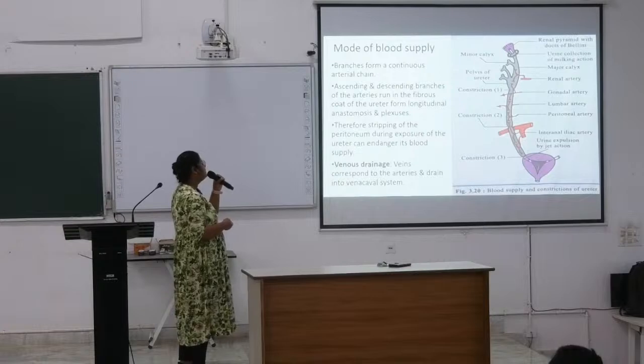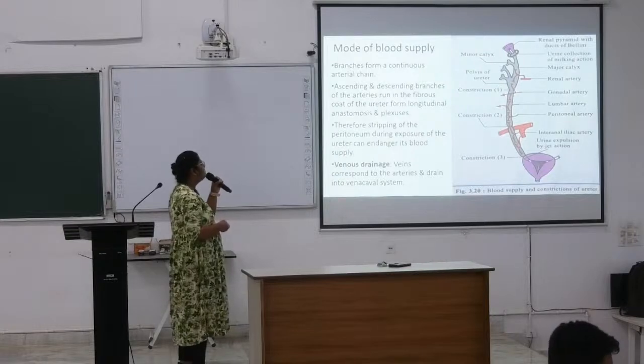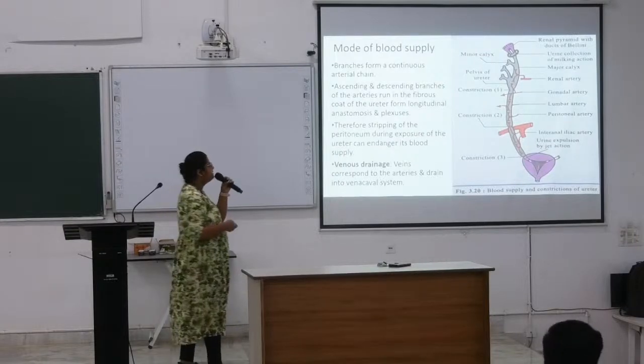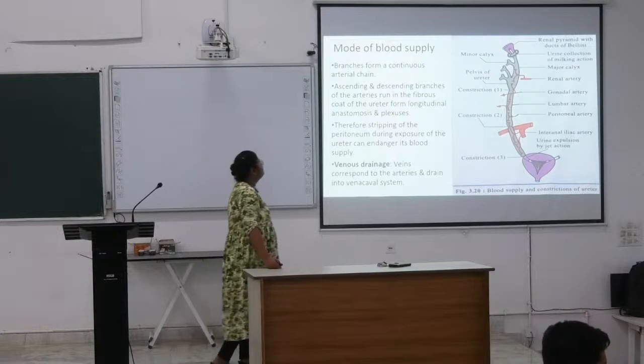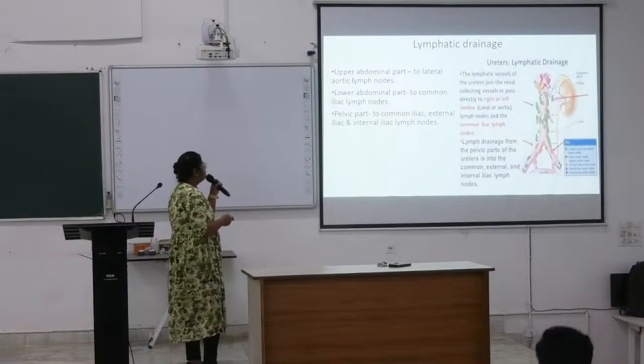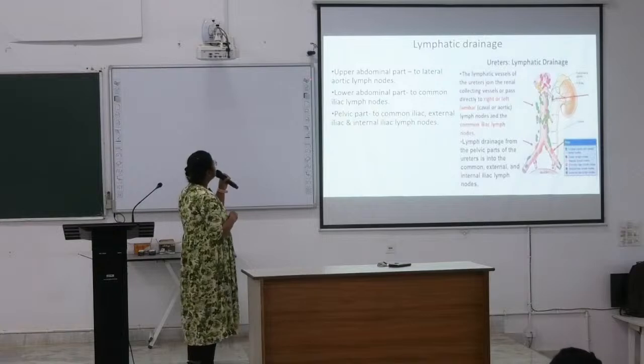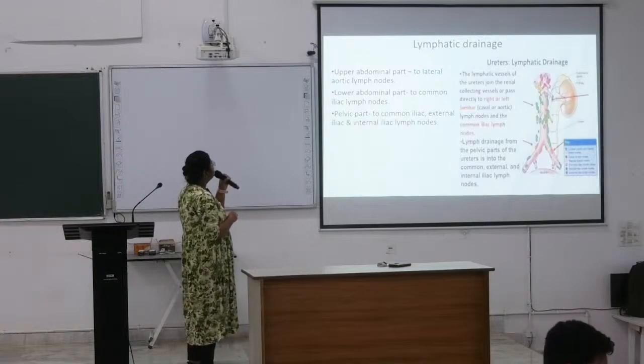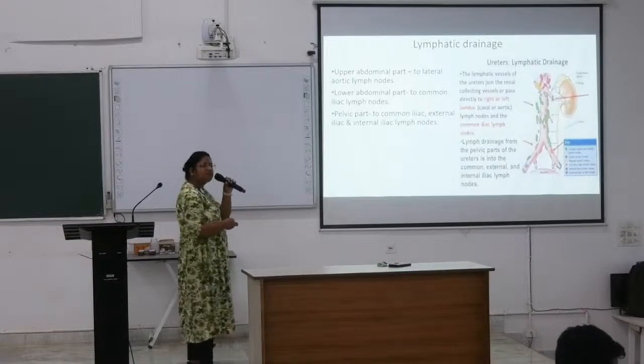Venous drainage, veins correspond to the arteries, drain into the vena cava system. Okay, this is venous drainage. Next is lymphatic drainage. These are the pre and para-aortic lymph nodes. Upper abdominal part to the lateral aortic group of lymph nodes. Lower abdominal part to common iliac group of lymph nodes. Here is the common iliac, and pelvic part to common iliac, external and internal iliac lymph nodes.